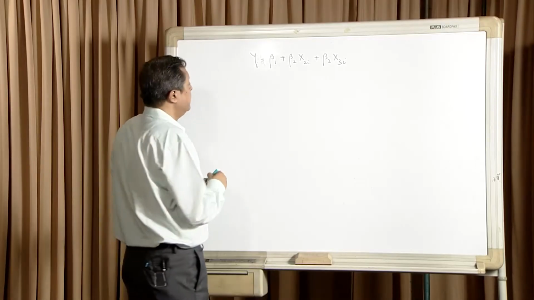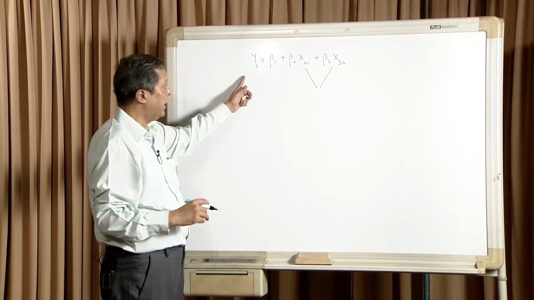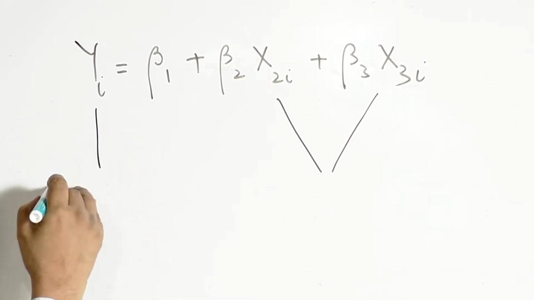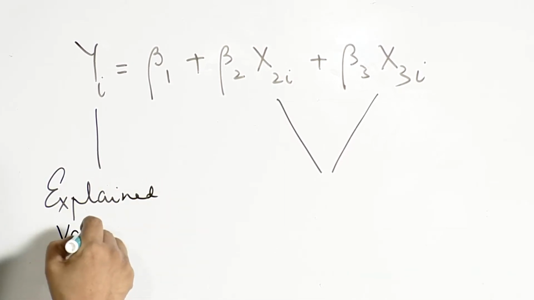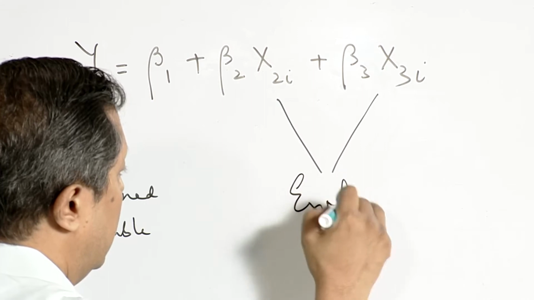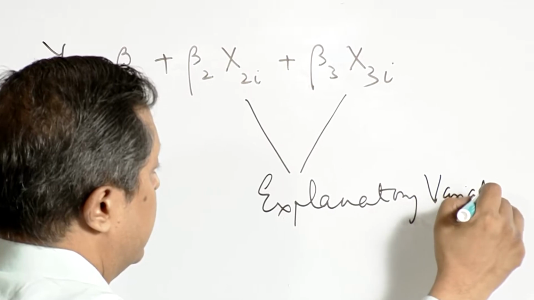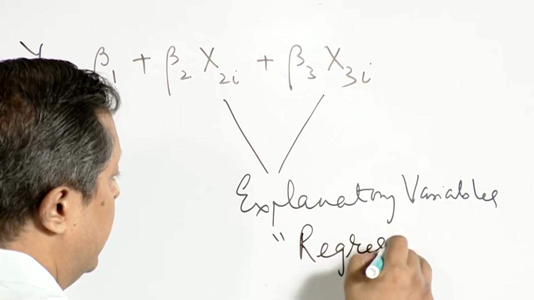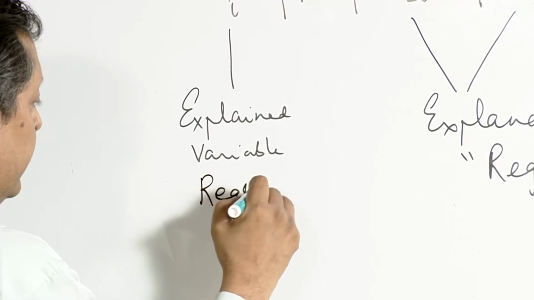Now, first some terminology. So, x 2 and x 3 are the variables which explain y and y is the variable which is explained. So, this is called the explained variable, whereas x 2 and x 3 are called the explanatory variables, or they are known as the regressors, whereas y is known as the regressand.